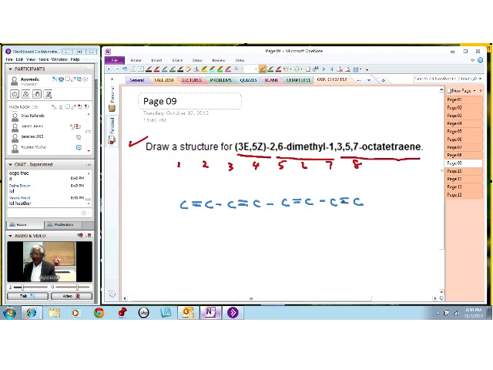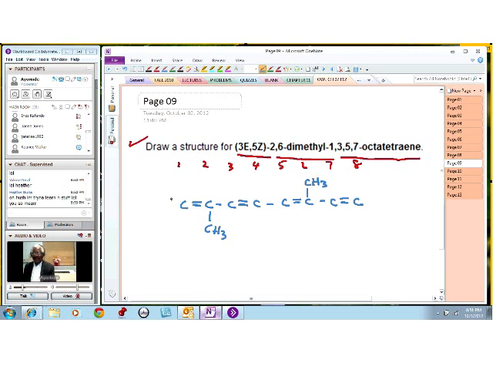Okay. Now let us look at the branches. They say in position 2 and 6, we have a methyl group. Okay, position 2. And position 6. Say methyl here. Okay, so those are the skeleton that we have now.